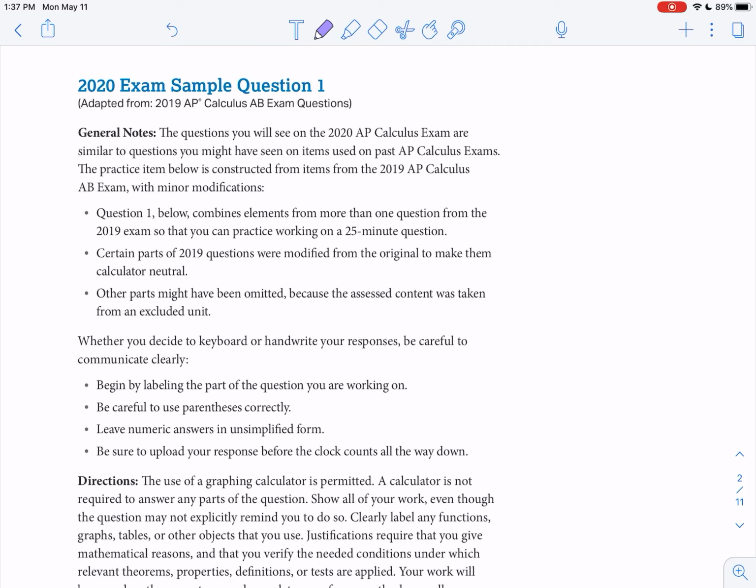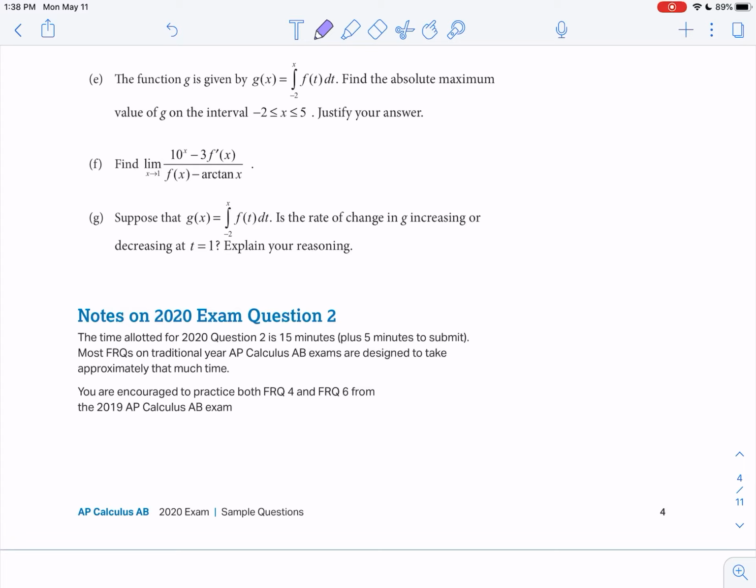And then it says notes on 2020 exam question 2. The time allotted for 2020 question 2 is 15 minutes plus 5 minutes to submit. Most FRQs on traditional year AP Calculus AB exams are designed to take approximately that much time. You are encouraged to practice both FRQ 4 and 6 from the 2019 AP Calculus exam. So that's what I'm going to do after I work sample question 1, okay? And I know that you've been assigned these questions before, but I just want to take some time to walk through them together.